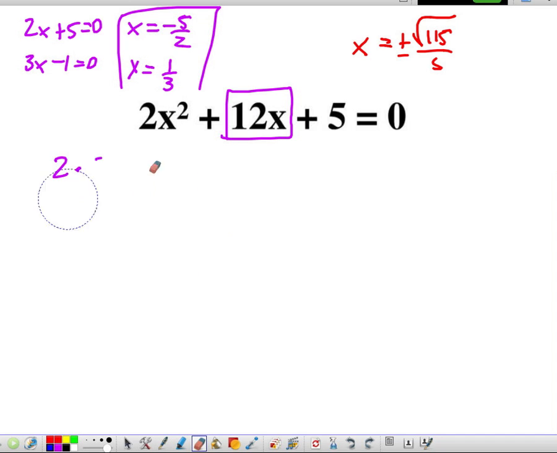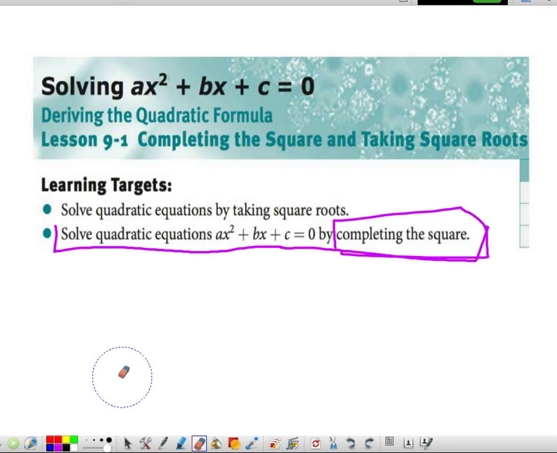So what am I left to do? Well, it turns out that the method that we can use to solve that quadratic equation is by completing the square. Alright, so let's begin to learn about completing the square.